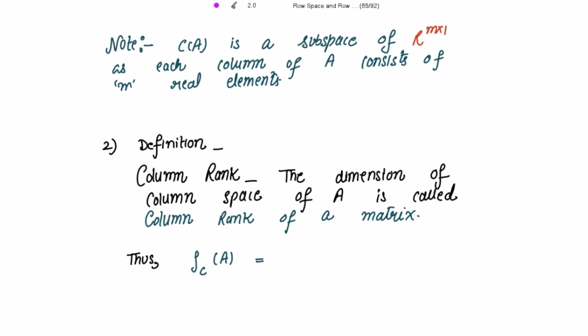Second, the definition for the column rank. Column rank is what? It is the dimension of the column space of A. So this is called the column rank, and column rank is denoted as rho C of A, right? That is the column rank of A. Thus, column rank of A is equal to the dimension of the column space of A.